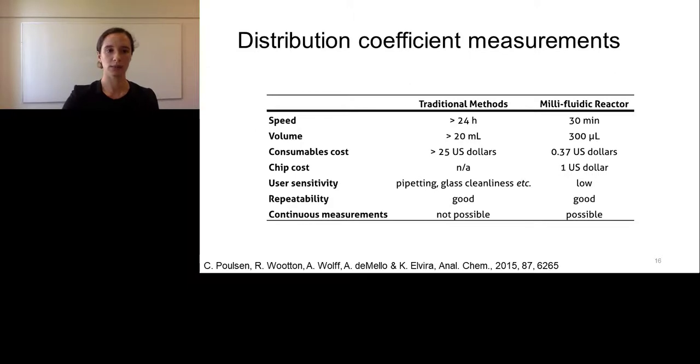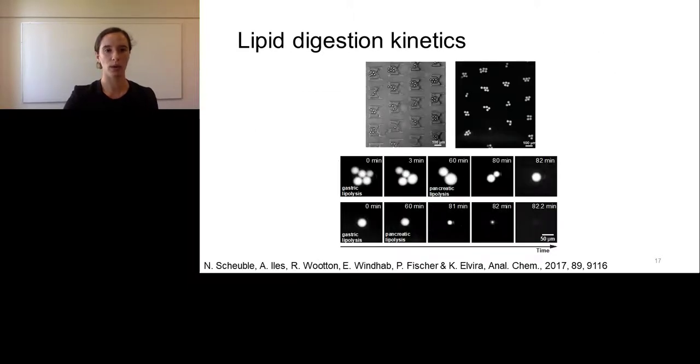Okay, so the next example that I have is to talk about lipid digestion kinetics. Up till now, we've been talking about water droplets in a surrounding oil phase, and here we're going to flip those phases. So here we have oil droplets in a surrounding water phase. The reason why I wanted to do this is I was collaborating with some researchers at the Laboratory of Food Sciences at ETH Zurich. And they were really interested in obesity. That's what they were looking at.